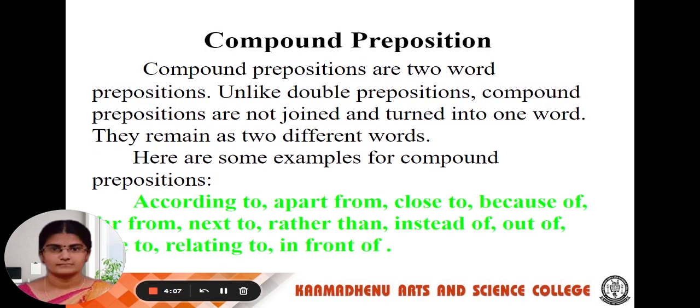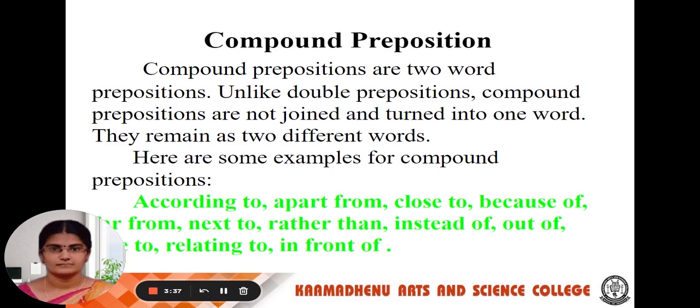Next is compound preposition. Compound prepositions are two-word prepositions. Unlike double prepositions, compound prepositions are not joined and turned into one word. They remain two different words. As we have seen in double prepositions, two words join and give one word. But in compound prepositions, it does not join. It is separated and it has two different words.